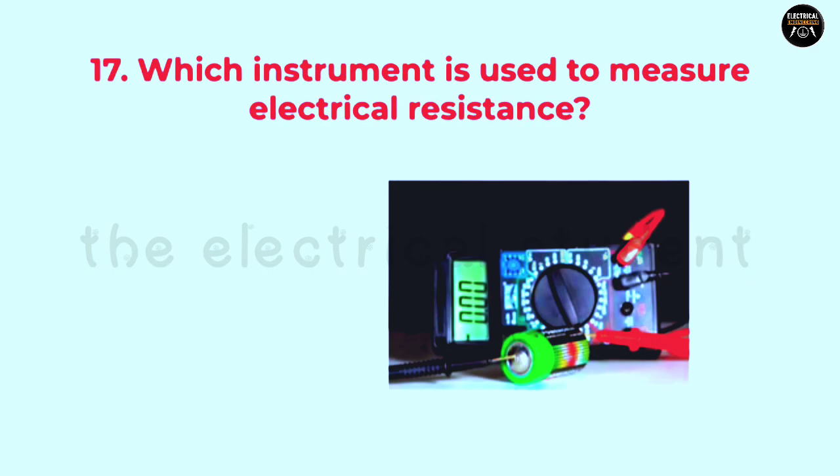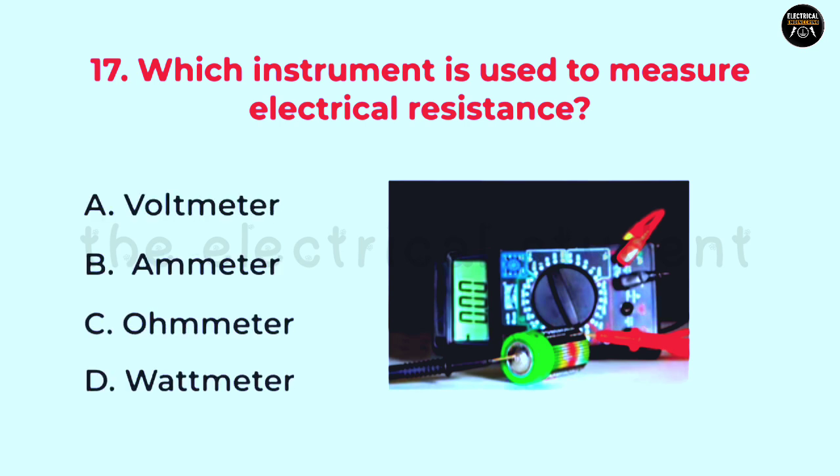Which instrument is used to measure electrical resistance? A. Voltmeter. B. Ammeter. C. Ohmmeter. D. Wattmeter. The correct answer is option C, ohmmeter.